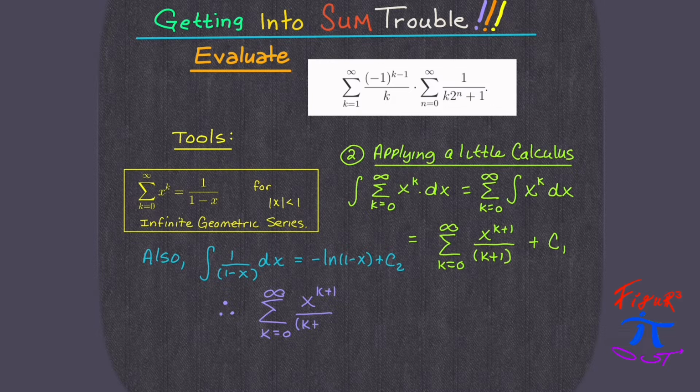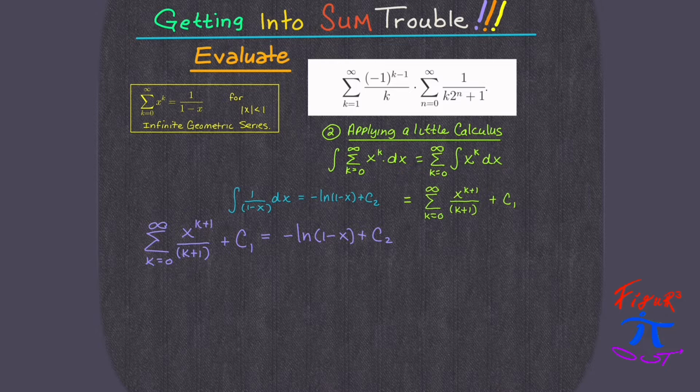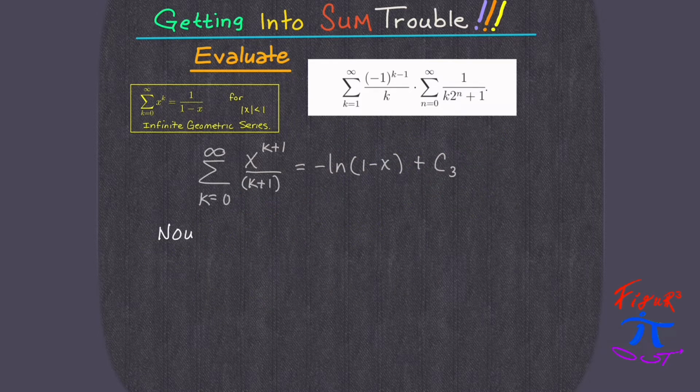So integrating both sides of the infinite geometric series equation shows us that we can compare this series to the natural log of 1 minus x, or the negative of that. To solve for that constant, we can bring the constants together on one side of the equation. Next, with a little bit of clever thought, we can use an x value, such as x equals 0, to find that constant.